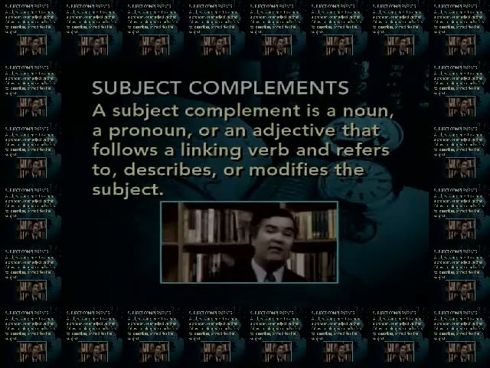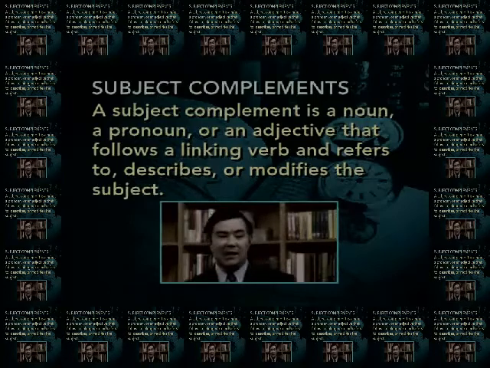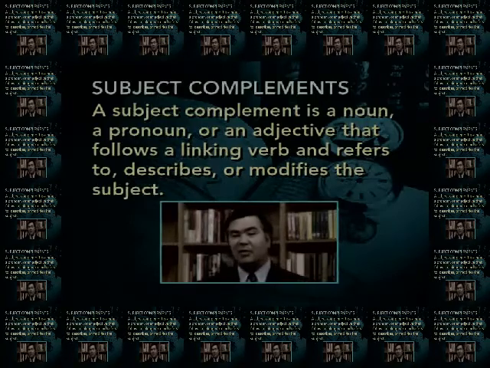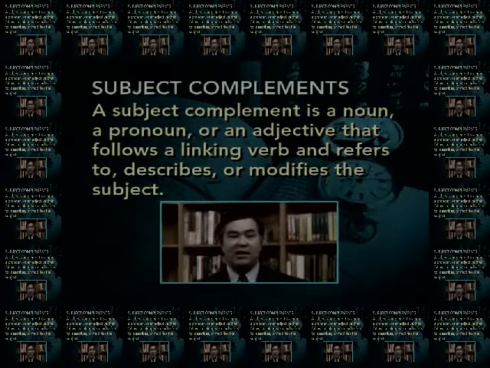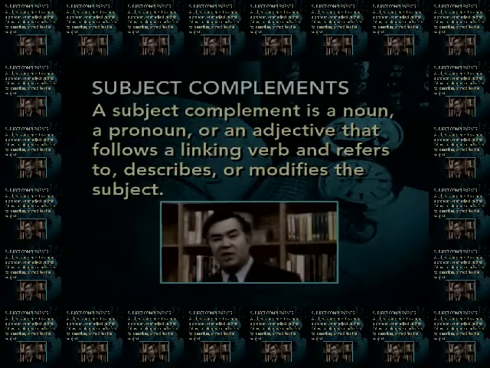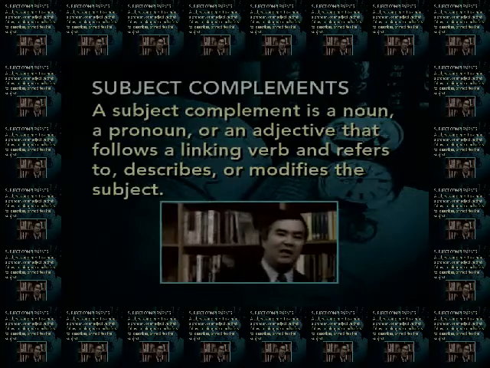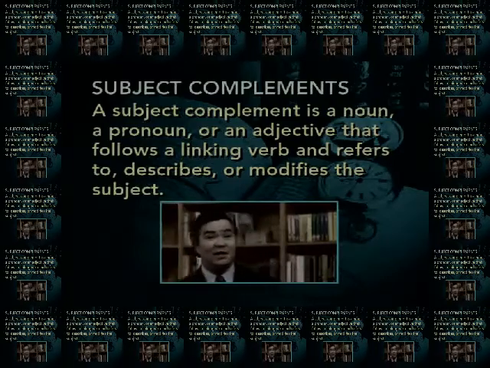Of course, other modifying words and phrases may be added, but when you're looking for the subject complement, you want to look for a noun, a pronoun, or an adjective following the linking verb, which is in some way being equated to or linked to the subject.